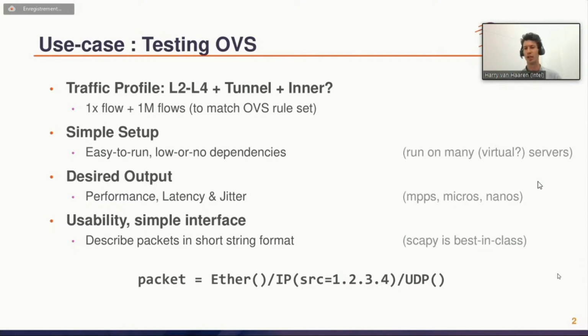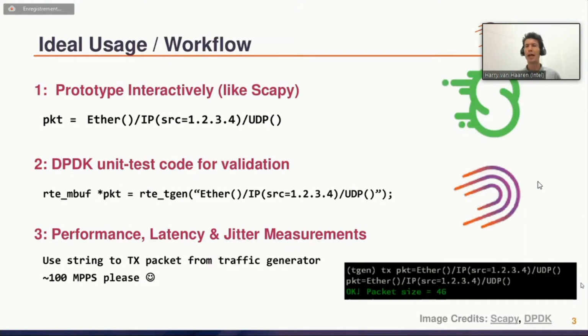And my experience here is that Scapy, the Python module for generating packets, is really best in class. It's a pleasure to work with, in my opinion. And a string like here at the bottom of the screen is really the best we can do to describe a complex packet, but at the same time to easily compose those and be able to type them quickly on the command line. So what's my use case, or why am I talking about traffic generation in general?